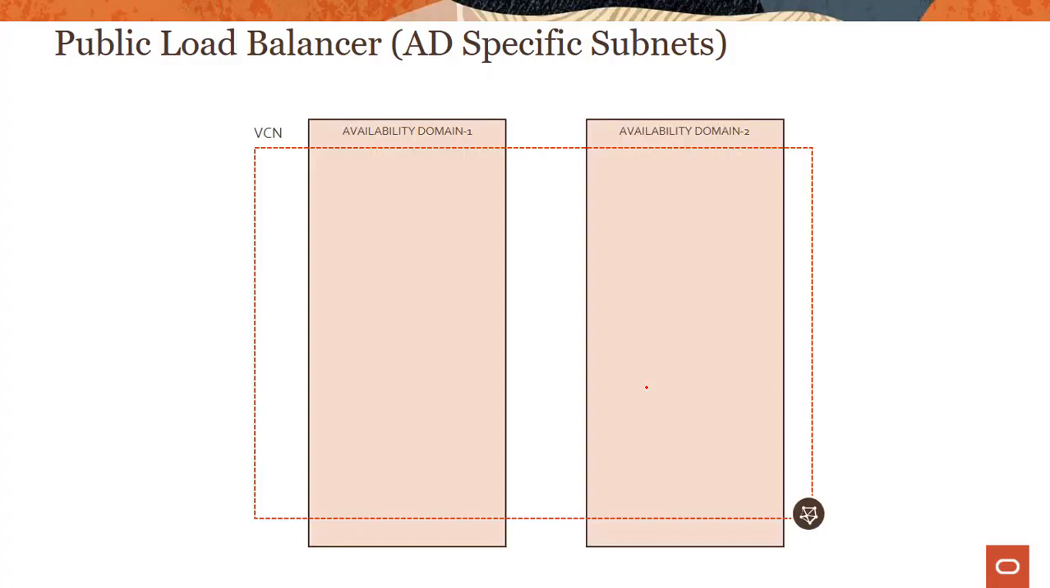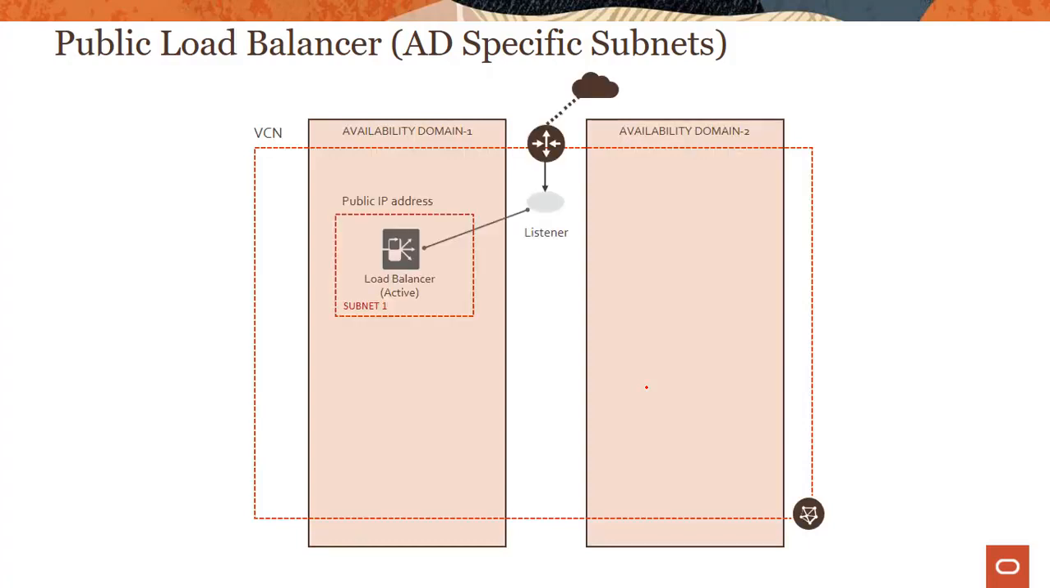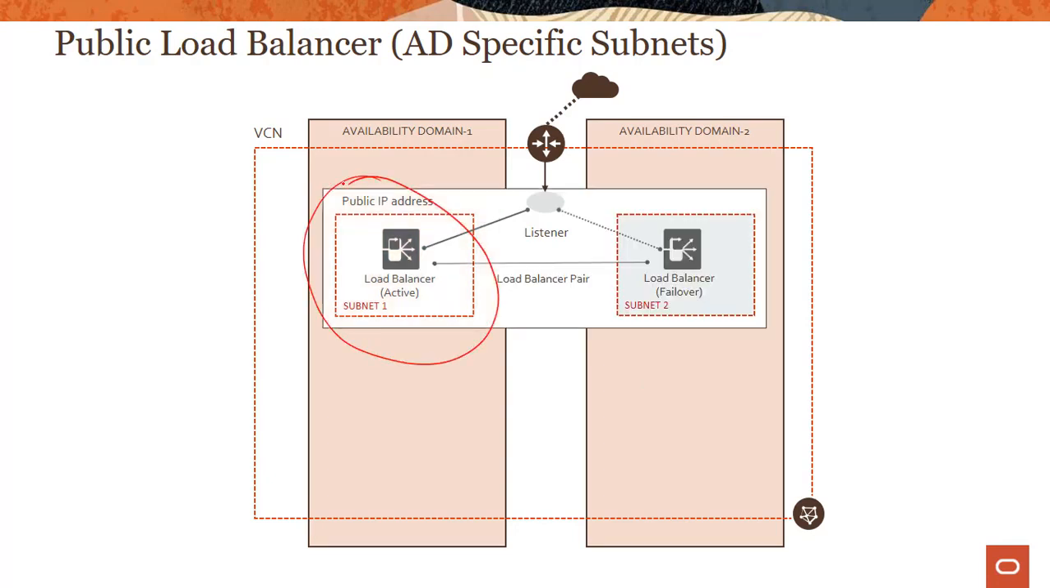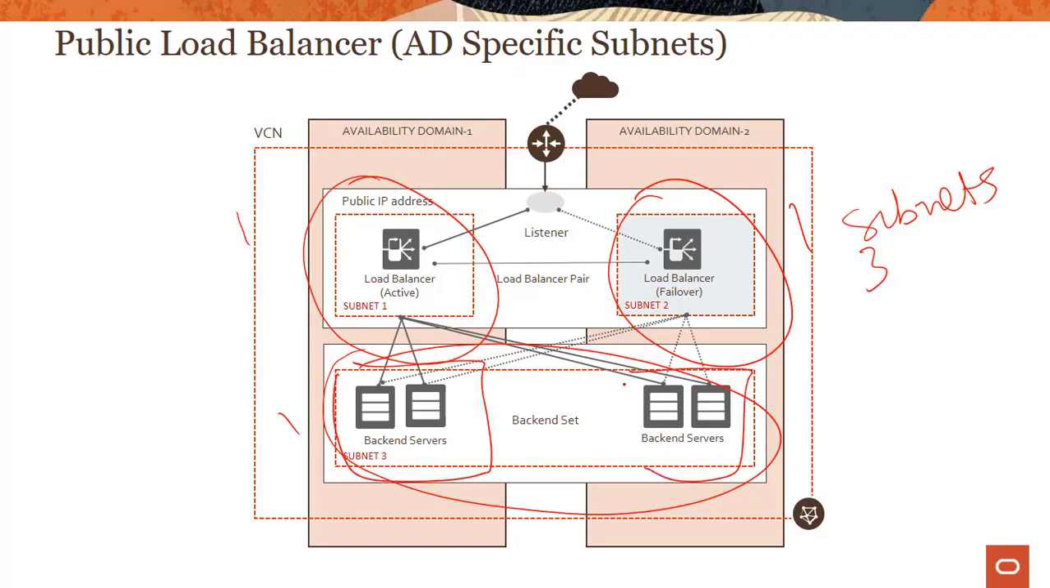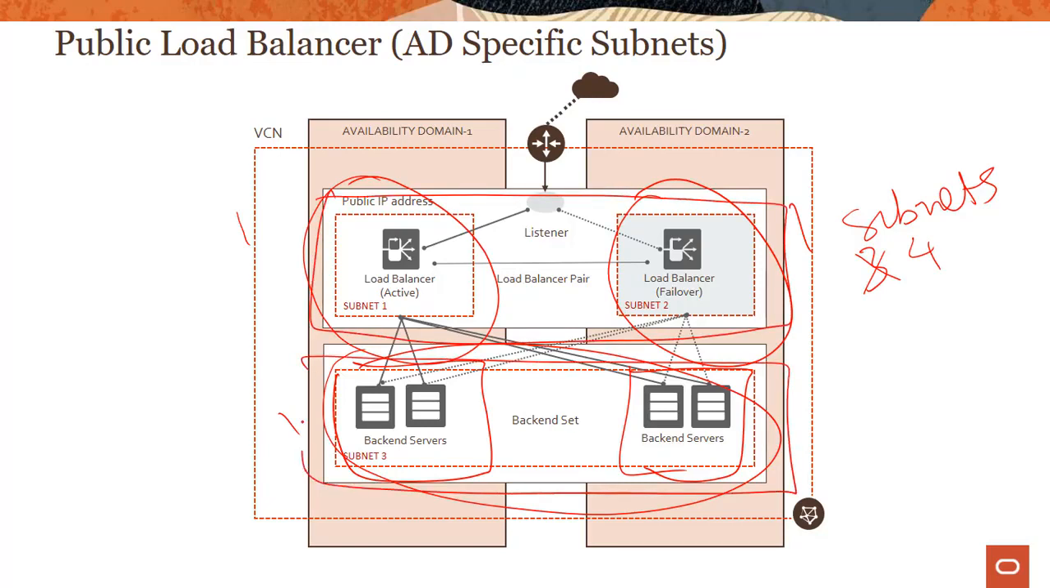Now, if in the previous example we used a regional subnet, in this one we have AD specific subnets. So the only difference is now my load balancer is running in a subnet which is in AD1, and the other failover is running in another subnet which is in AD2, and my backends are in this regional subnet. So here we have three subnets in total. If these were broken down into their own AD specific subnets, we would have four subnets here. Instead of three, we would have four. In the previous example, this was a regional subnet, and this was a regional subnet as well. So instead of four, we just needed two regional subnets.